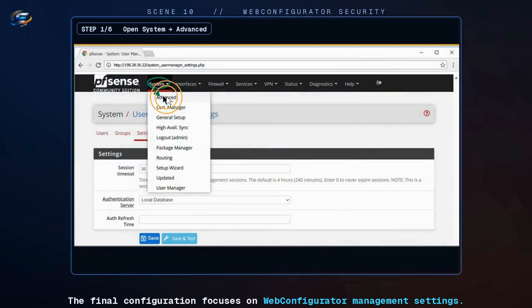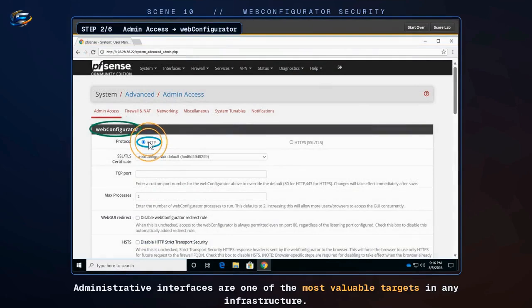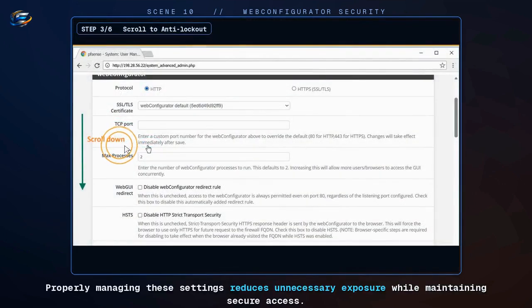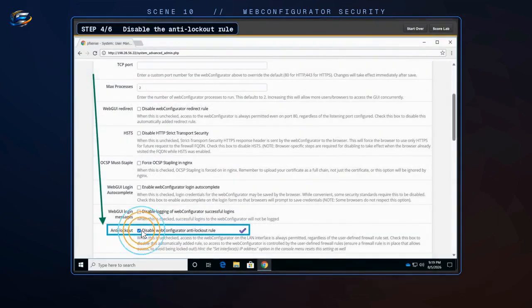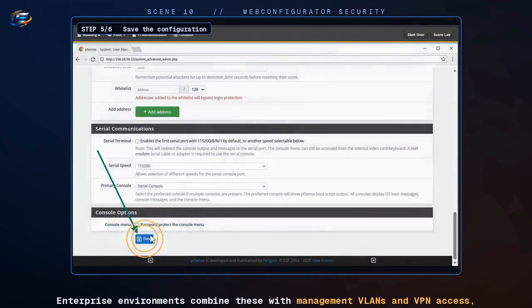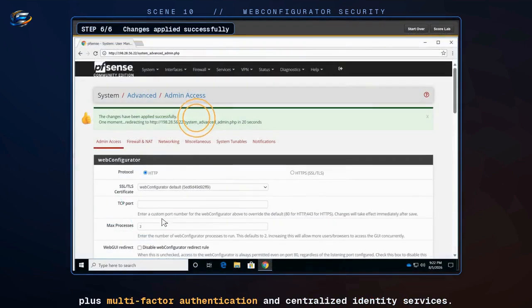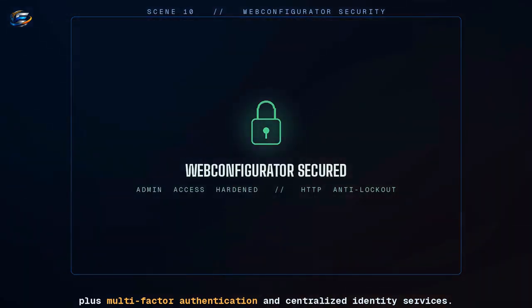The final configuration focuses on web configurator management settings. Administrative interfaces represent one of the most valuable targets within any infrastructure. Properly managing these settings helps organizations reduce unnecessary exposure while maintaining secure administrative access. Enterprise environments frequently combine these controls with dedicated management VLANs, VPN access, multi-factor authentication, and centralized identity services.